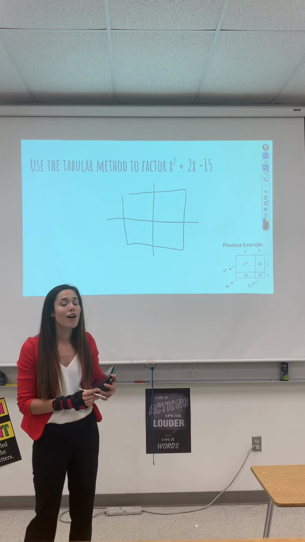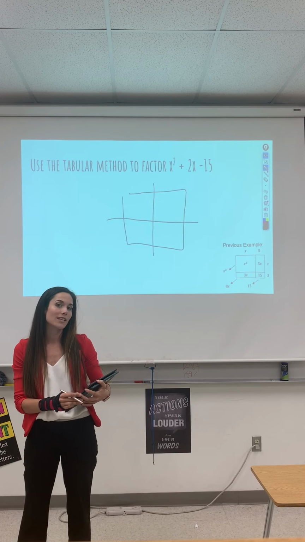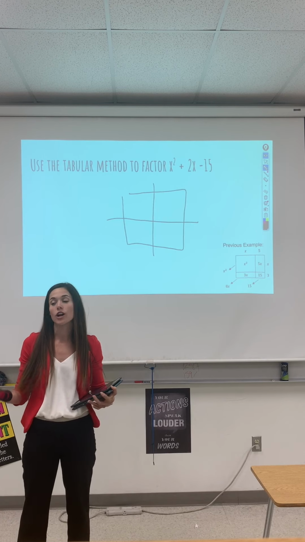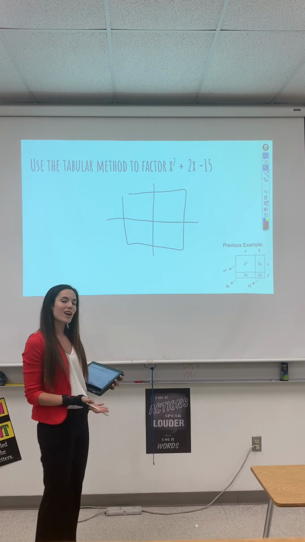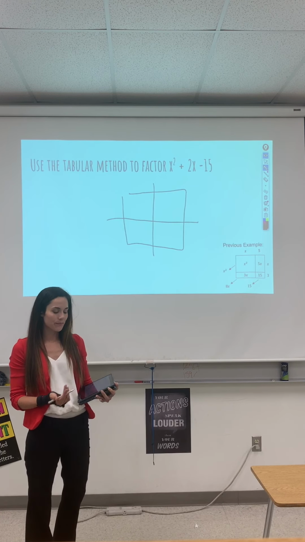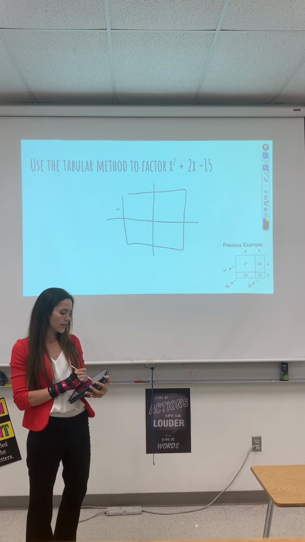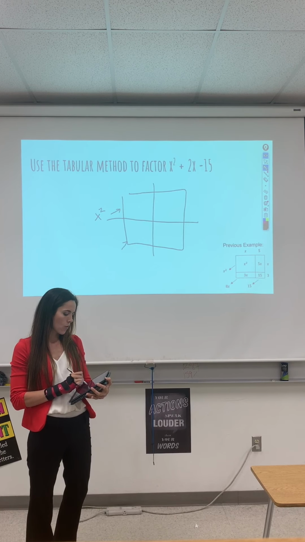And now I start off with x squared plus 2x minus 15. As you can see, we're starting with a product now. Well, if we look at our previous example, where is our ending product at? It goes with each diagonal here. So we have x squared, we have 2x, and we have negative 15.